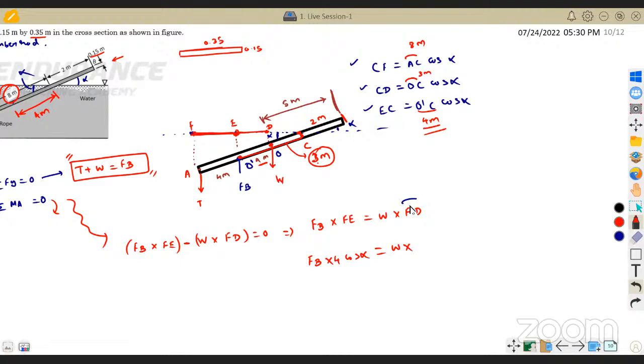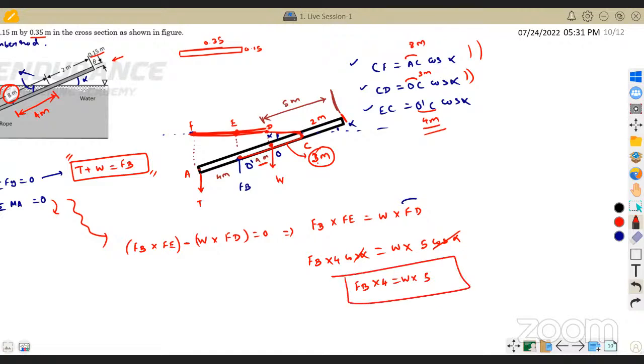W into FD. What is FD? FD is just the total distance, which is 8 cos alpha, minus this distance, that is 3. So that's going to be 5 cos alpha. So cos alpha I can cancel. So finally, I'm getting FB into 4 is equal to W into 5. And this is my one equation.